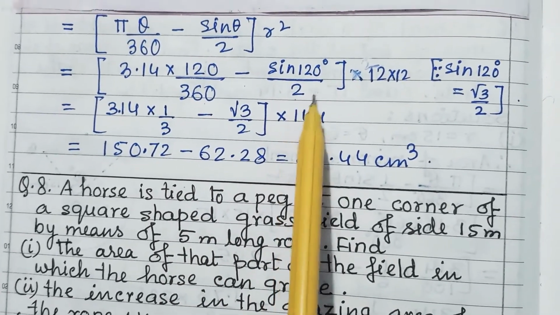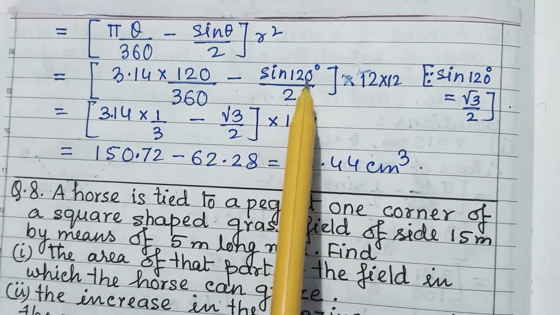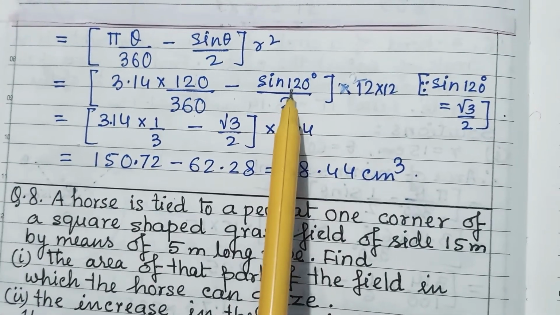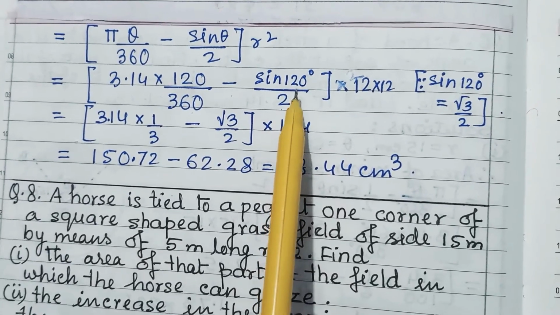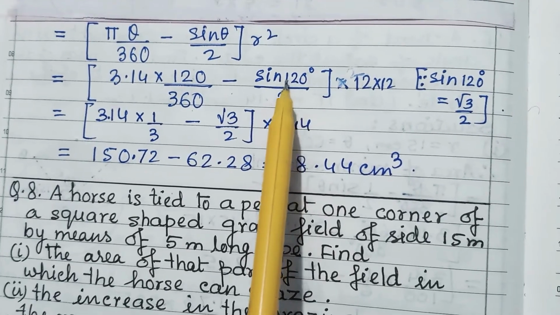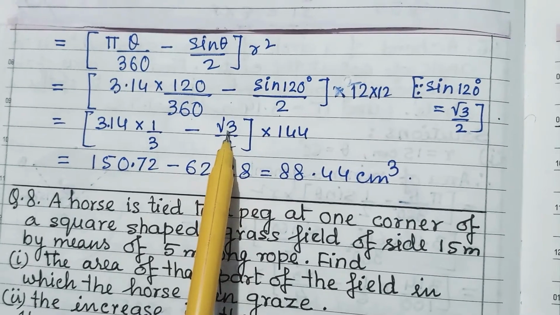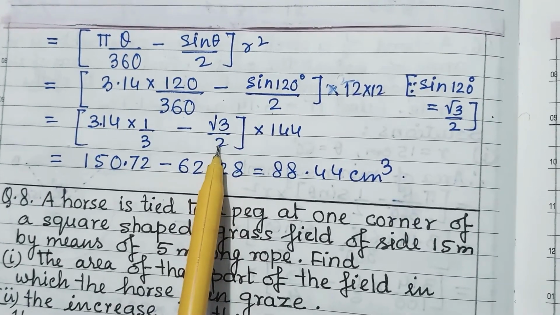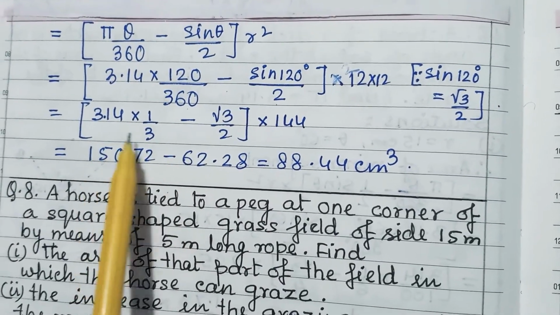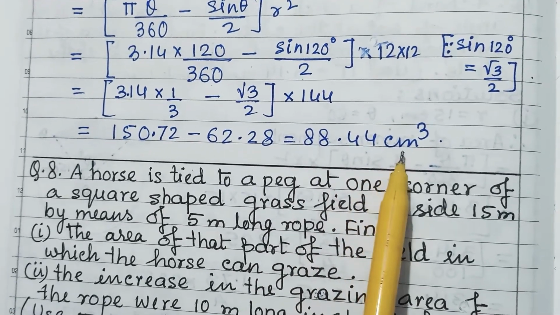upon 2. I know, and you also know, that sine 120 degrees is not in your syllabus, so this part is deleted from your syllabus. Even though, I am explaining it: the value of sine 120 degrees is root 3 upon 2, and this other value is 1 upon 3. Now by calculation it is coming 88.44 centimeter square.